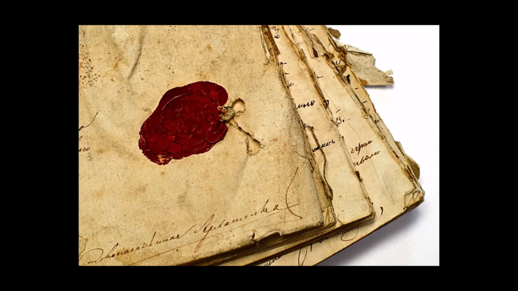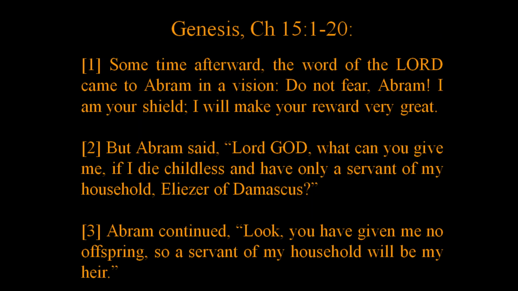We can see this when we read Genesis chapter 15. Genesis chapter 15 verses 1 through 20. Sometime afterward, the word of the Lord came to Abram in a vision. Do not fear, Abram. I am your shield. I will make your reward very great. But Abram said, Lord God, what can you give me if I die childless and have only a servant of my household, Eliezer of Damascus? Abram continued, Look, you have given me no offspring, so a servant of my household will be my heir.